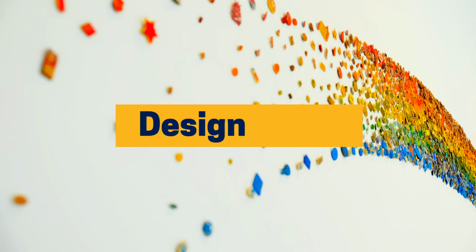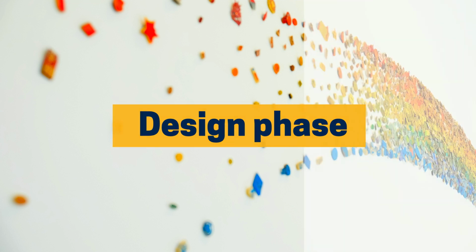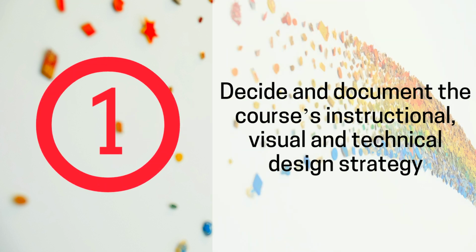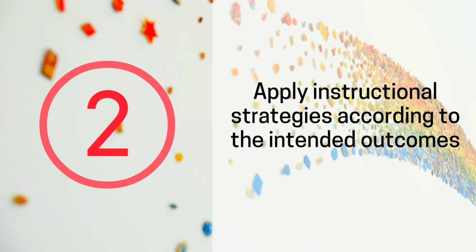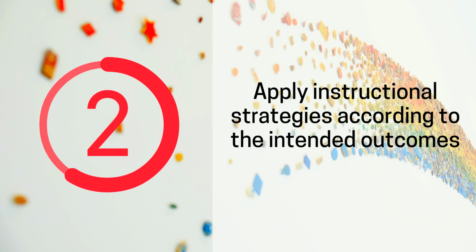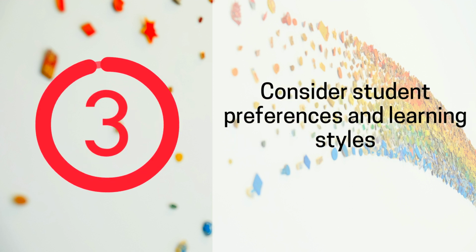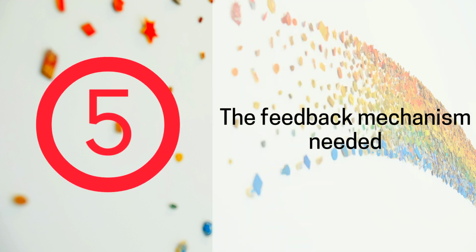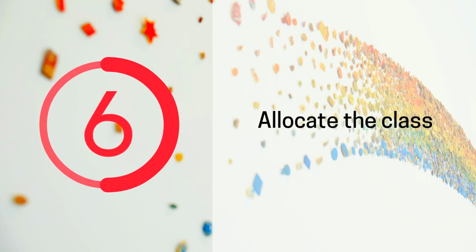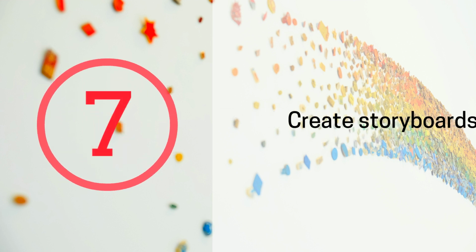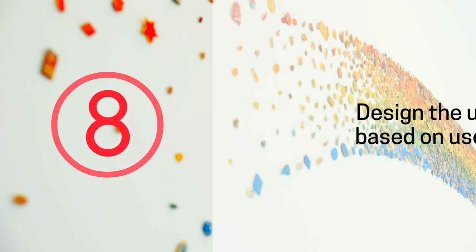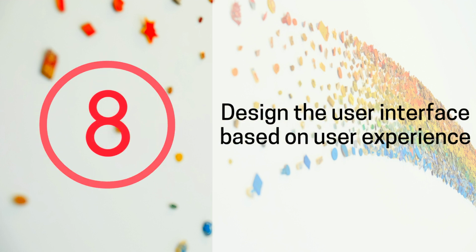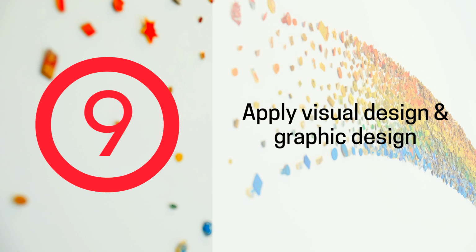For the design phase, these steps need to be considered. Number 1. Design and document the course instructional, visual, and technical design strategy. Apply instructional strategies according to the intended learning outcomes. Have you considered student preference and learning style? What about the assessment? And what about the feedback mechanism? How is each class being allocated? Then you have the creative storyboards. And then you have to design the user interface based on the user experience and apply visual design and graphic design.